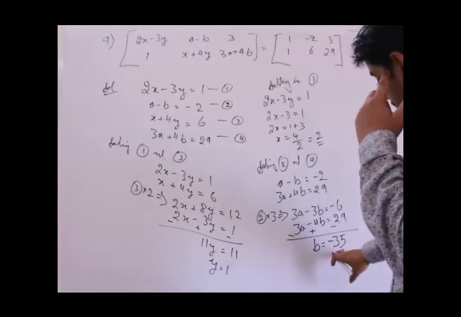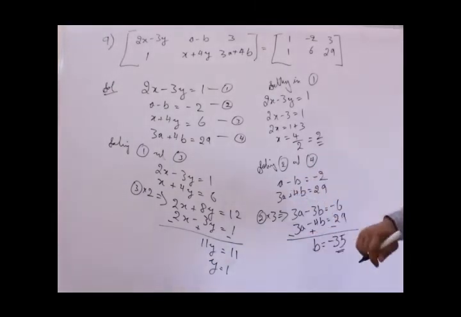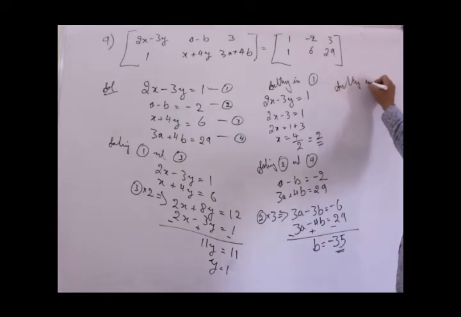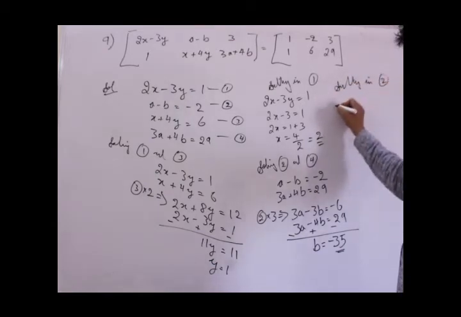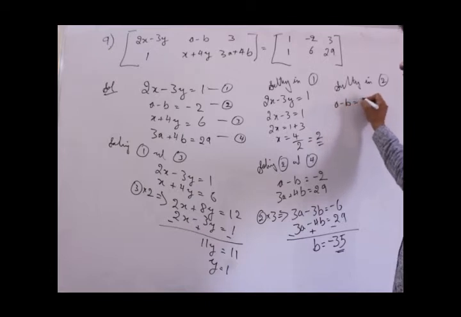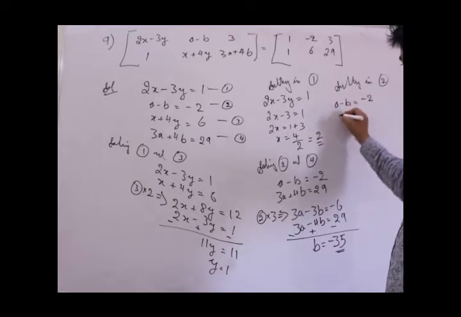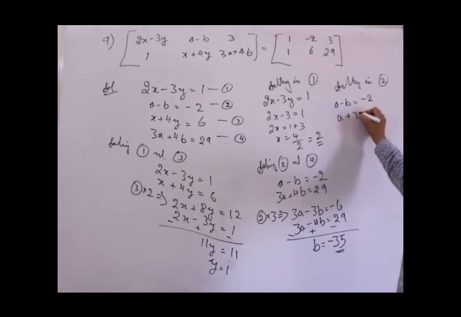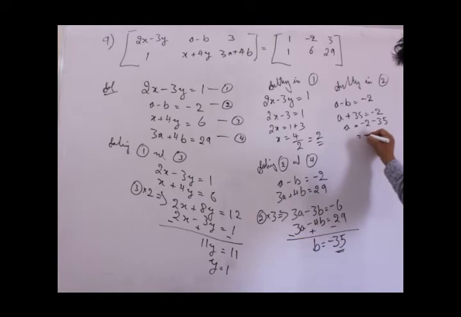Now substitute this minus 35 into equation second. So substituting in the second equation: a minus b is equal to minus 2. So a minus of minus 35 will be plus 35, is equal to minus 2. So a will be equal to minus 2 minus 35. What will it be? Minus 37.